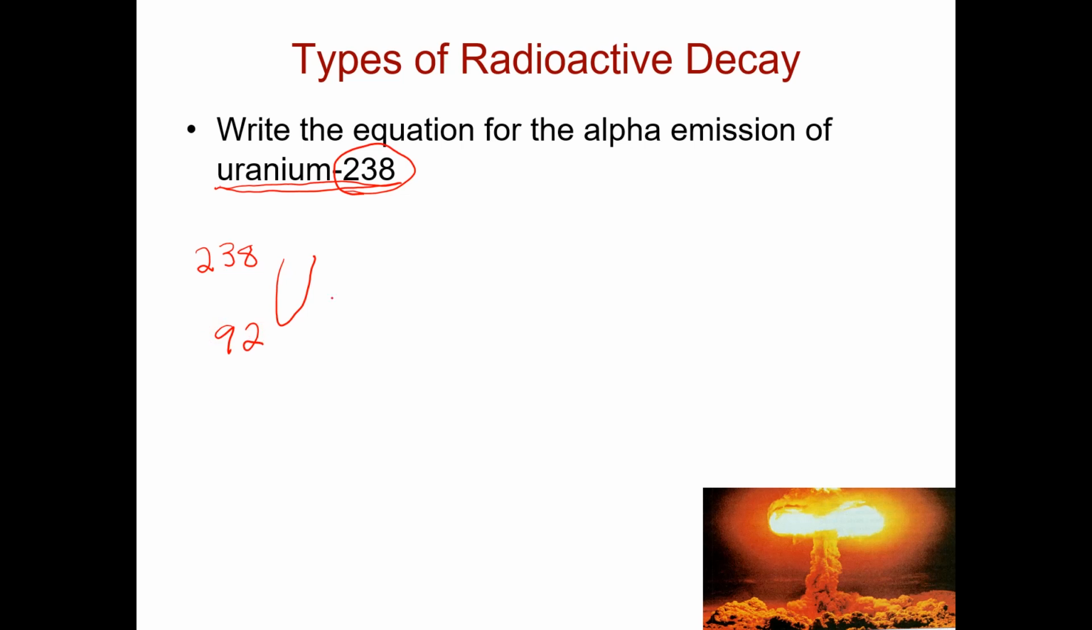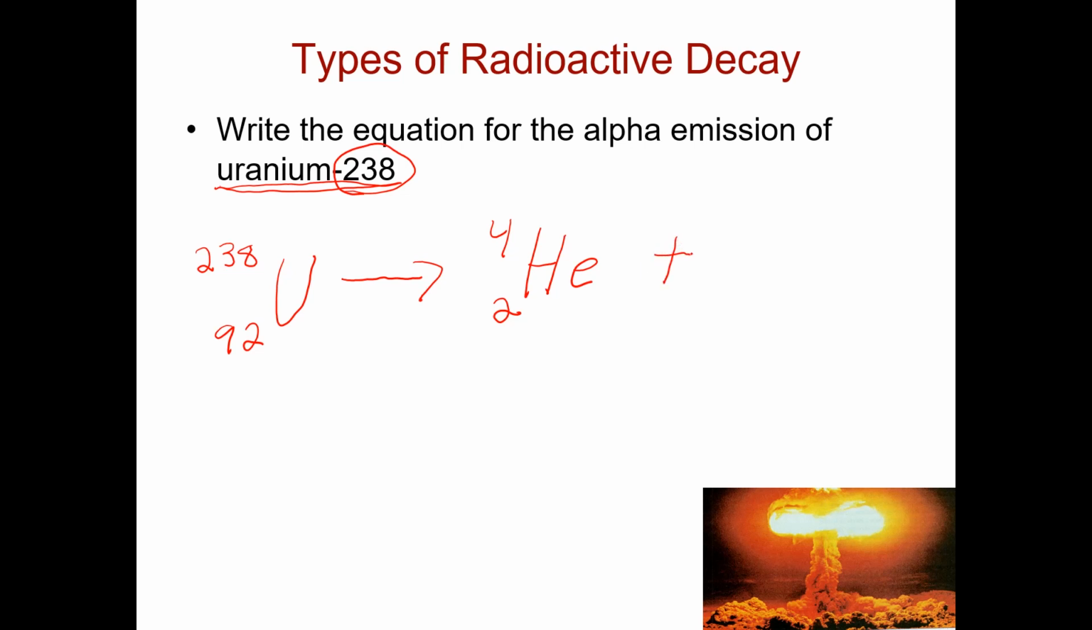So we want to write alpha emission. So alpha emission and alpha decay mean the same thing. We're going to release an alpha particle. And we know that an alpha particle is a helium nucleus. Sometimes we leave off the 2 positive charge there, and it's just understood to be there.